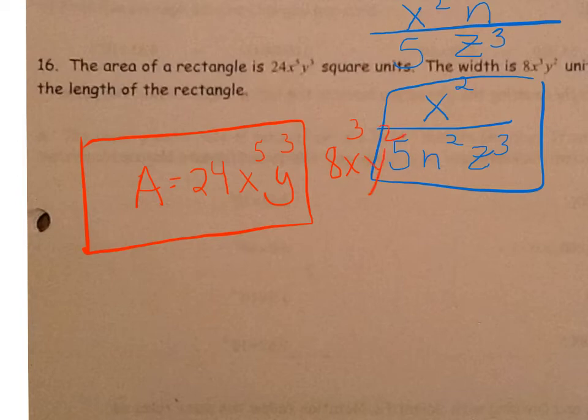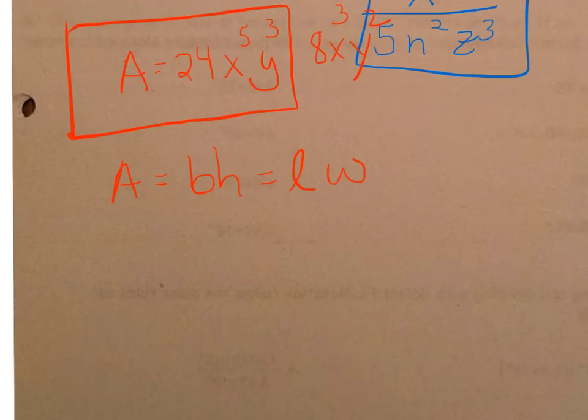Okay, you do have to remember your formulas. You have to remember the area of a rectangle is base times height, or length times width, however you think about it. So what I'm going to do now is I'm going to insert the area, which is 24 x to the 5th y cubed, equal to, since this one was a length and a width, let's say L times this width that was given.